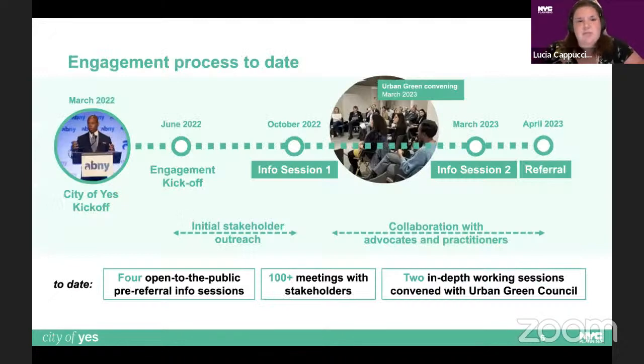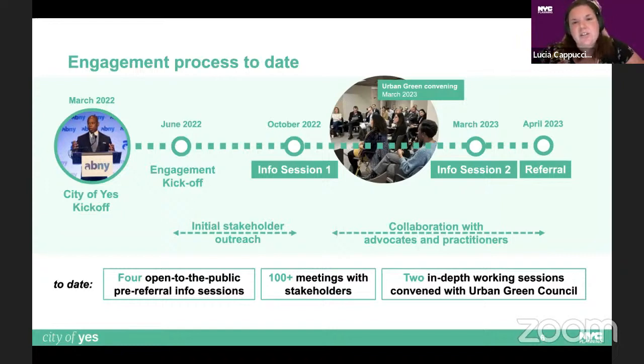So development of this proposal in particular began in March when Mayor Adams announced his vision for a city of yes. Since then, we've conducted outreach with practitioners and other subject matter experts to help us ensure that the proposal will be helpful to those who are trying to add solar, electric vehicle chargers, or heat pumps to their homes and businesses. We've also held 4 open to the public info sessions on this research.